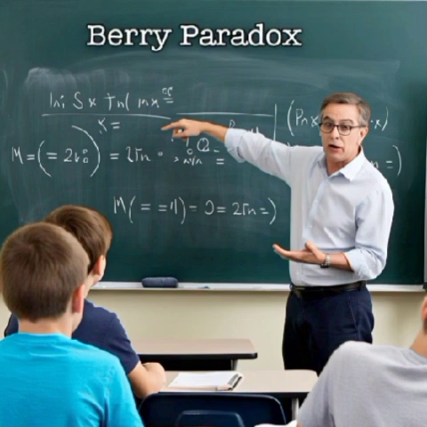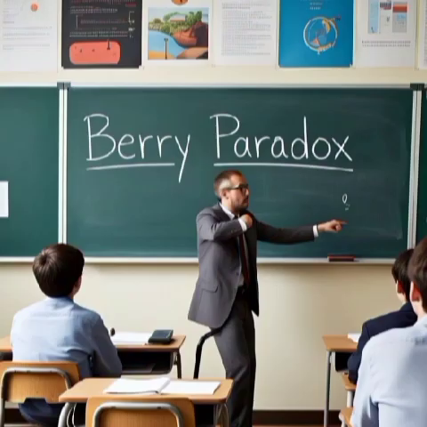Here's where it gets weird. That sentence itself has only 13 words. So if there really is such a number, we've just defined it in under 20 words. But that's a contradiction. If we can define it in under 20 words, then it's not the smallest number that can't be defined that way.